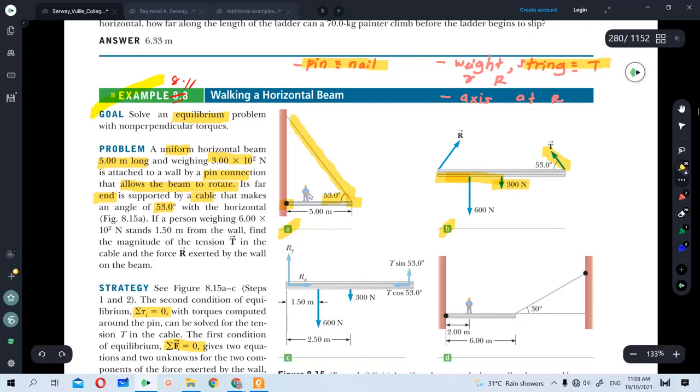Now if this person in the figure is 600 Newton and he stands 1.5 meter from the wall, therefore this is how it looks like, 600 N for the man, and this is the distance 1.5 meter from the wall. So you are to find number 1 the tension and number 2 the R. All of a sudden there is an R value.